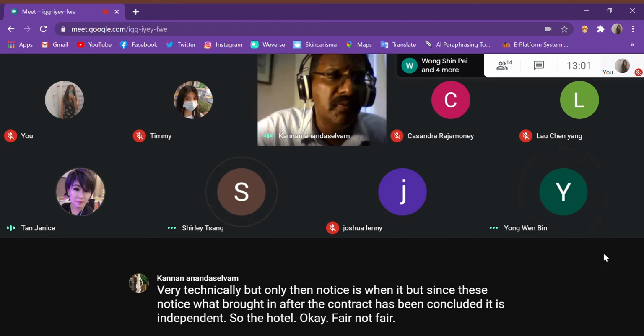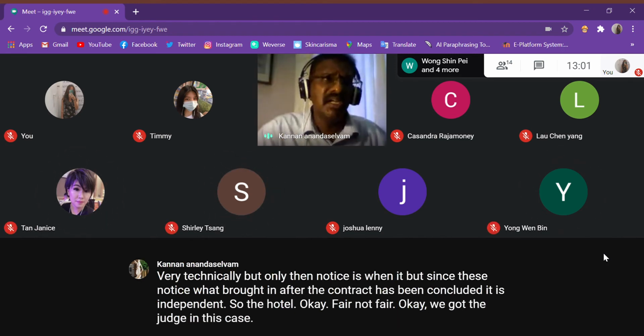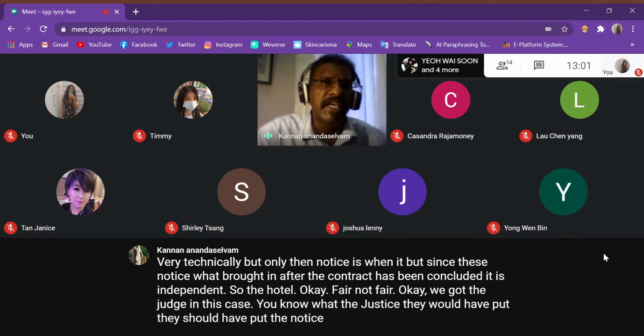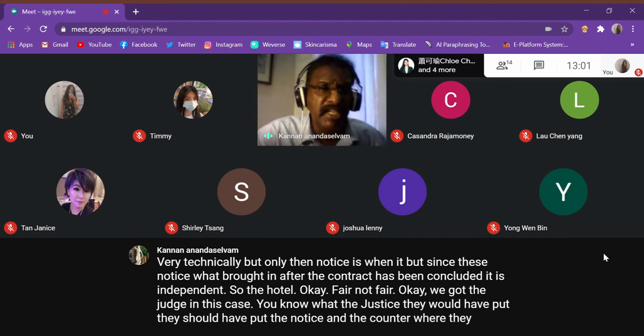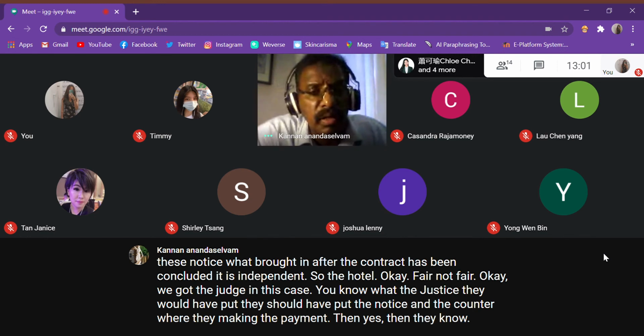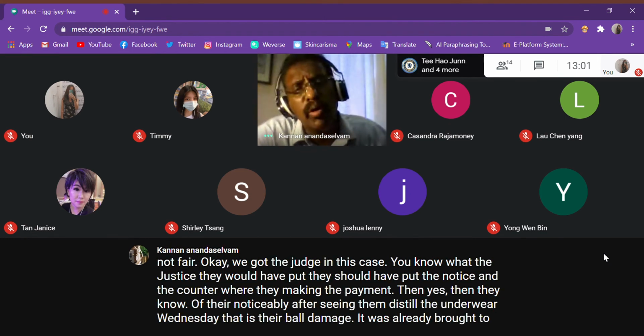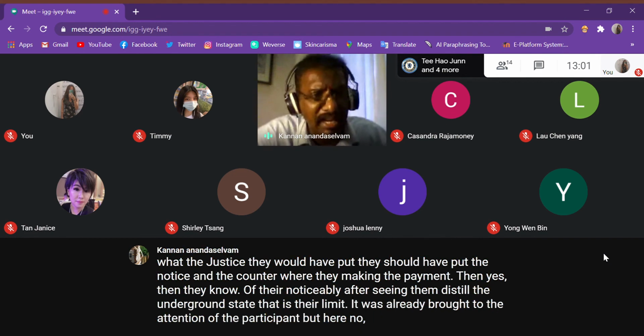Fair. Because the judge in this case, you know what the judge said? They should have put the notice at the counter where they're making the payment. Then yes, they would know of that notice. After seeing the notice, if you still wanted to go ahead, that means it has already been brought to the attention of the parties. Am I right? But here, no. So the law is very clear now.